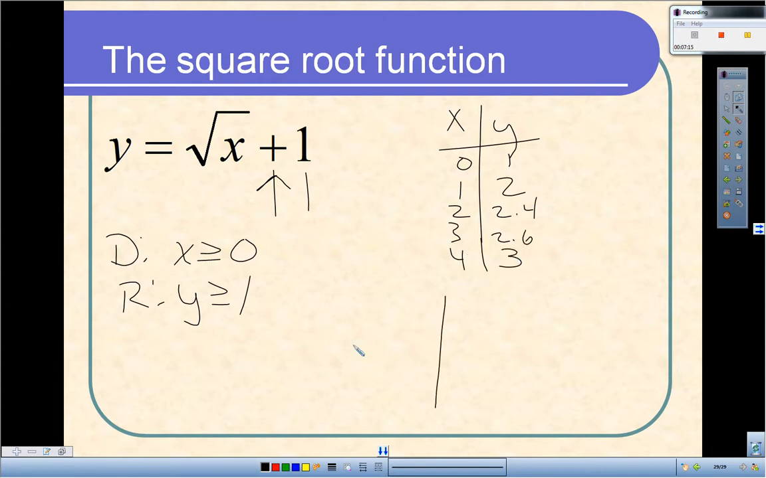When I graph this, so 0, 1, 2, 3, 4, 1, 2, 3, the first point's at 0, 1, the next point is at 1, 2, the next point is at 2, 2.4, the next point is at 3, 2.6, and the last point is at 4, 3. Notice it's that same shape, it's just the graph has moved up 1, my domain is x is greater than or equal to 0, and my range is y is greater than or equal to 1.